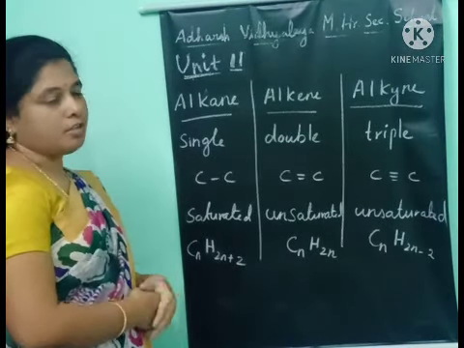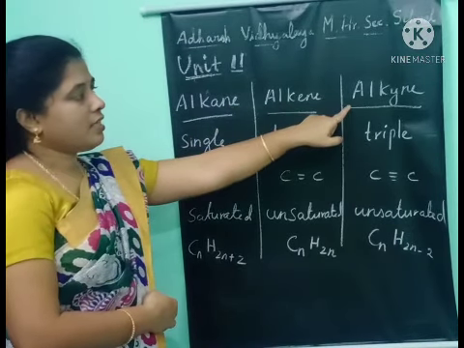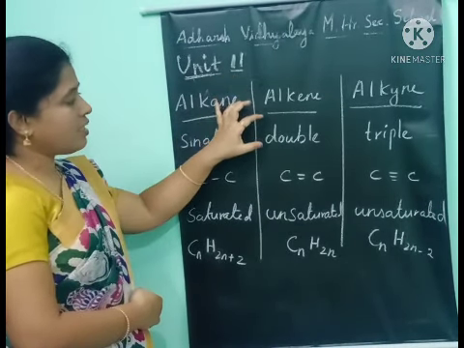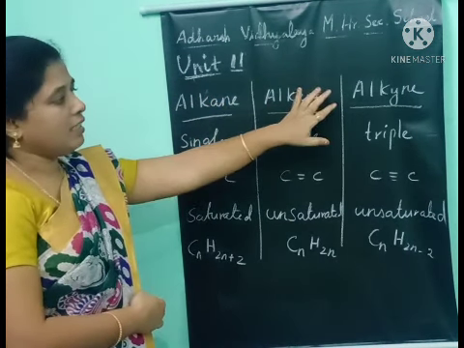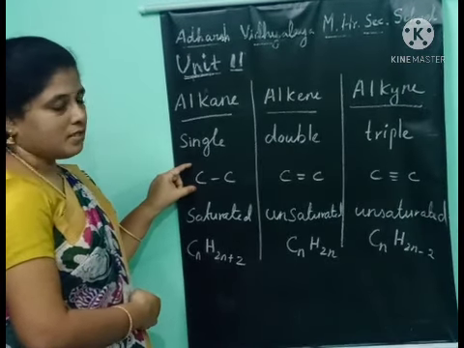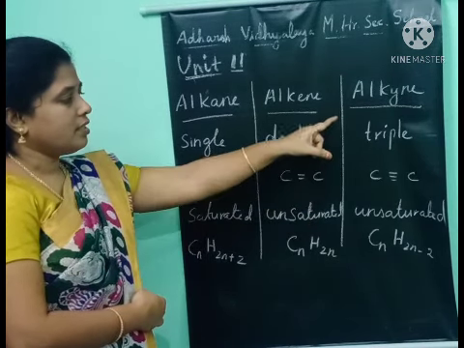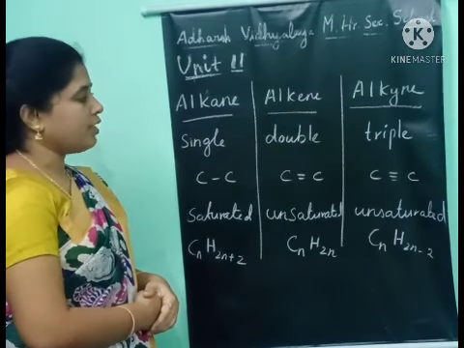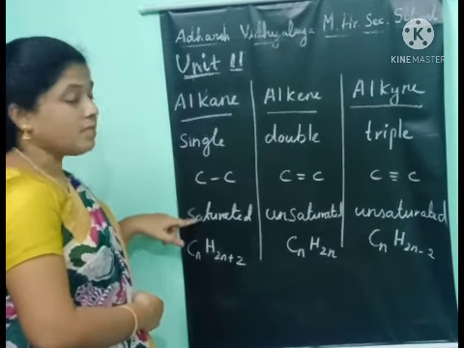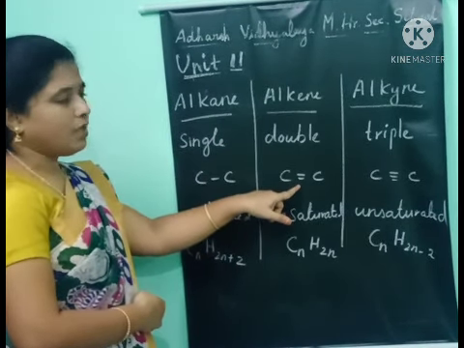3 types of hydrocarbons. One is alkane, next is alkene, next is alkyne. Alkane means all the bonds are single bonds. Alkene means at least one double bond is present. Alkyne contains one or more triple bonds. Here all the bonds are single bonds, here at least one carbon-carbon double bond is present, and here at least one carbon-carbon triple bond is present. Alkanes are saturated. Why? Because all the bonds are single bonds. Alkenes are unsaturated because at least one double bond is present.